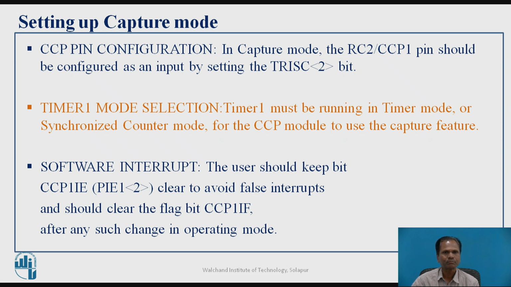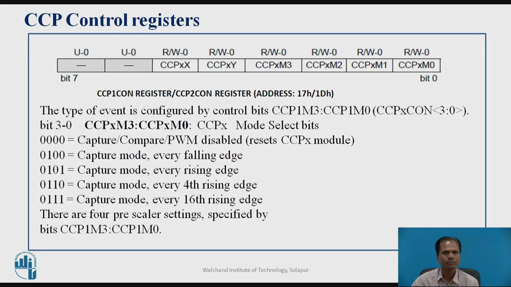For the software interrupt, the user should keep the CCP1IE interrupt enable bit in PIE1 register at bit position 2, peripheral interrupt enable 1, clear to avoid false interrupts. Whenever capture mode switching takes place, a false interrupt can be generated. To avoid that, this bit should be cleared in PIE1 register. And clear the flag bit CCP1IF after any such change in operating mode.